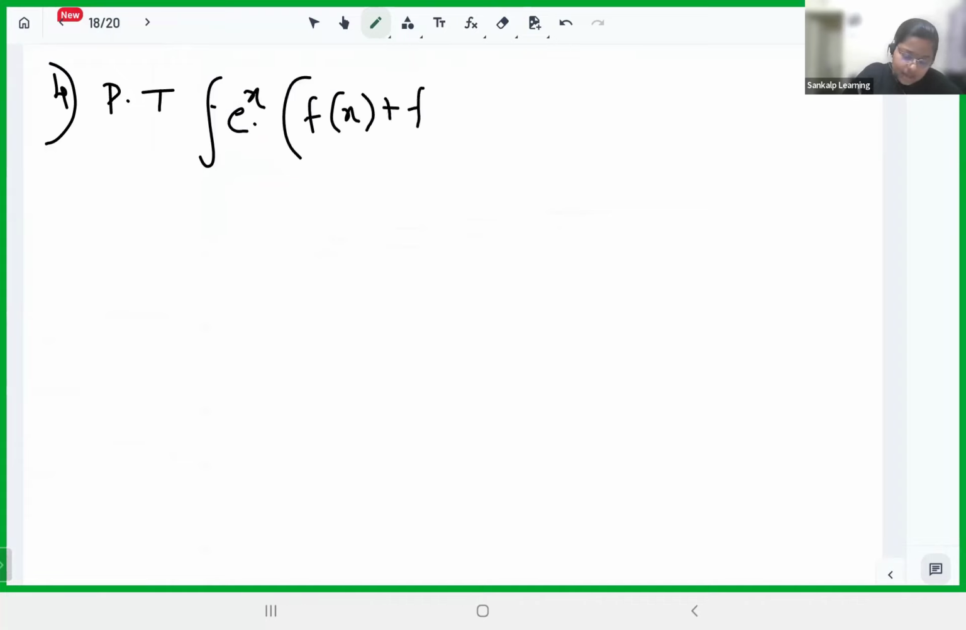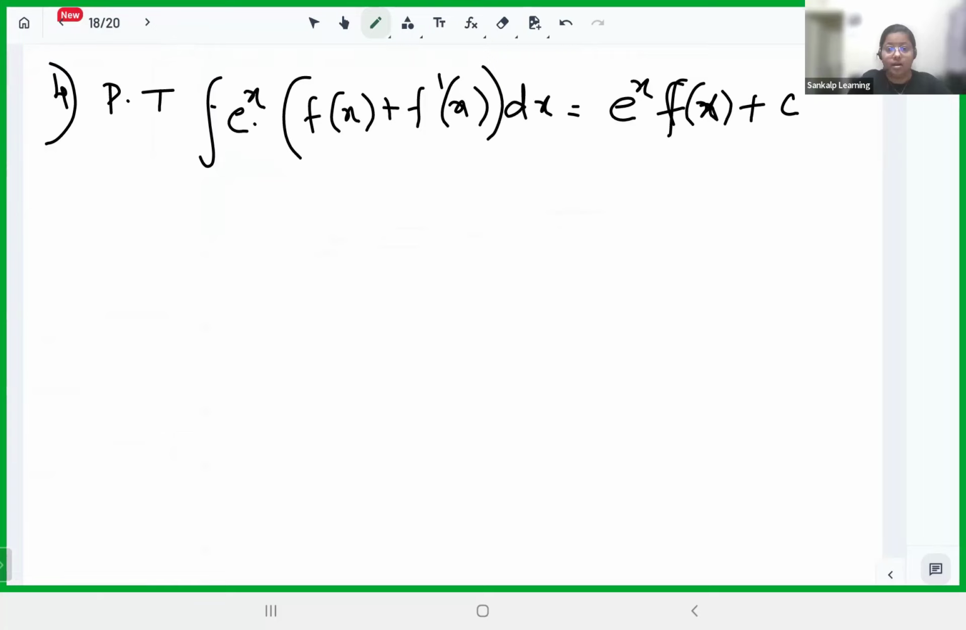Moving on to our next question. That is the fourth question. Prove that integral e raised x into f of x plus f dash of x into dx equals e raised x into f of x plus c. These types of questions where this rule is applicable we have discussed in the 1 mark and 2 mark sections. So this is actually proving that result, that the integral of e raised x into f of x plus f dash of x dx is, in general, e raised x into f of x. That is what we have to prove here.